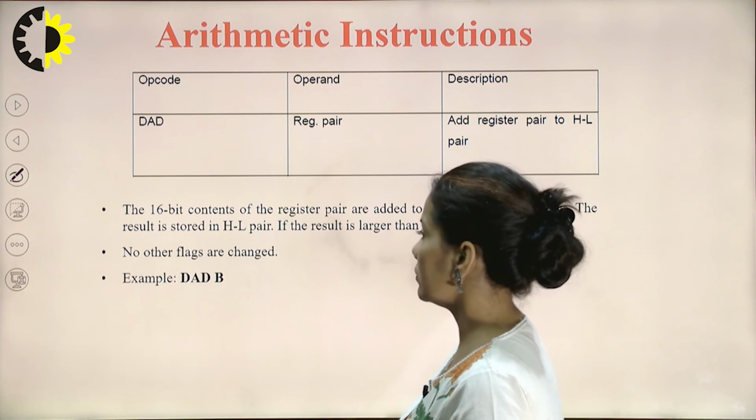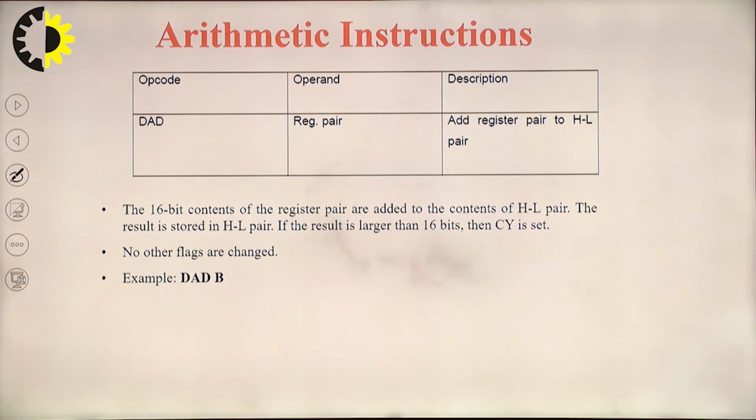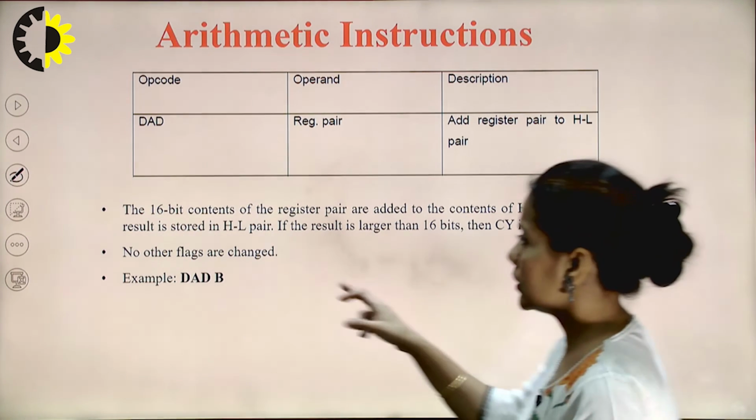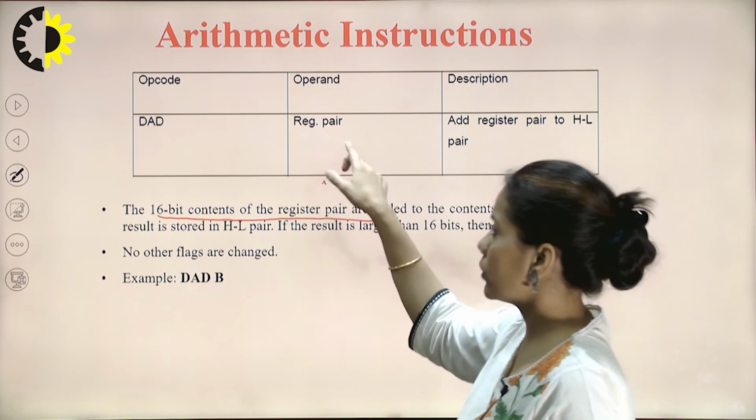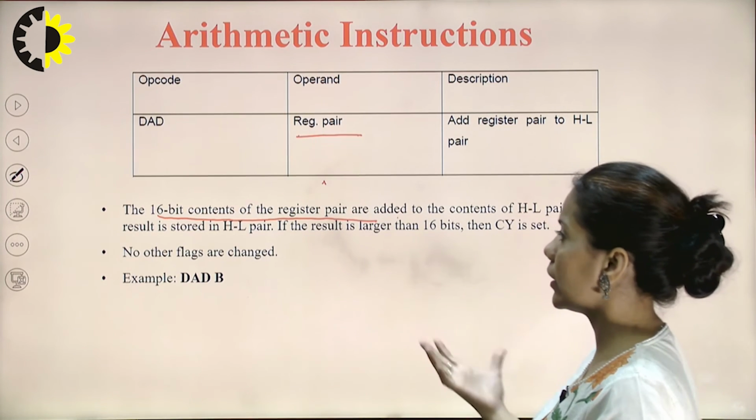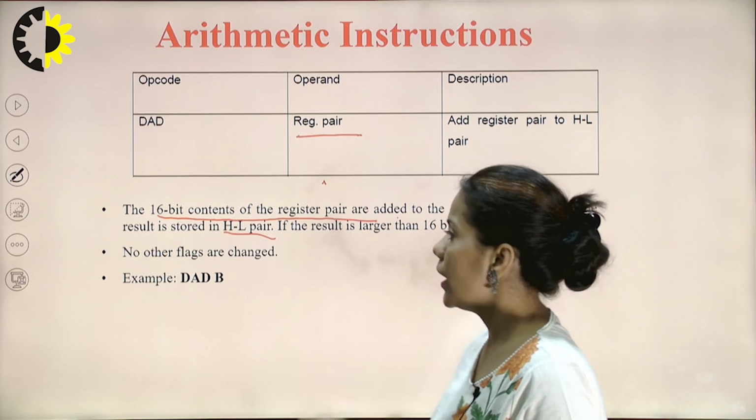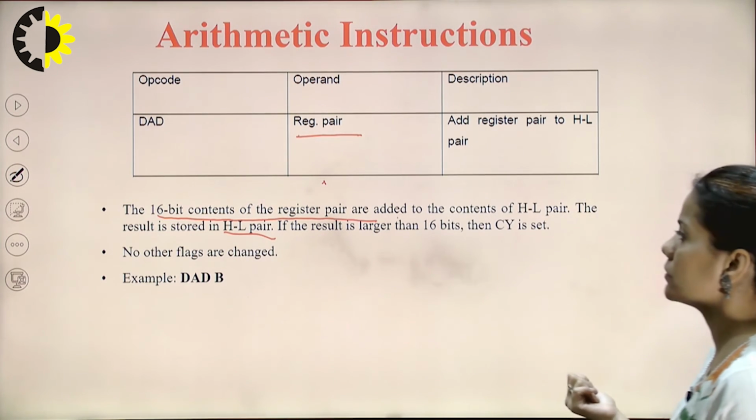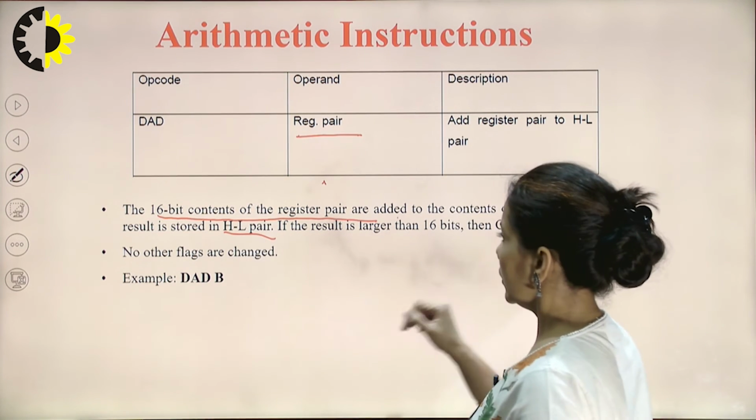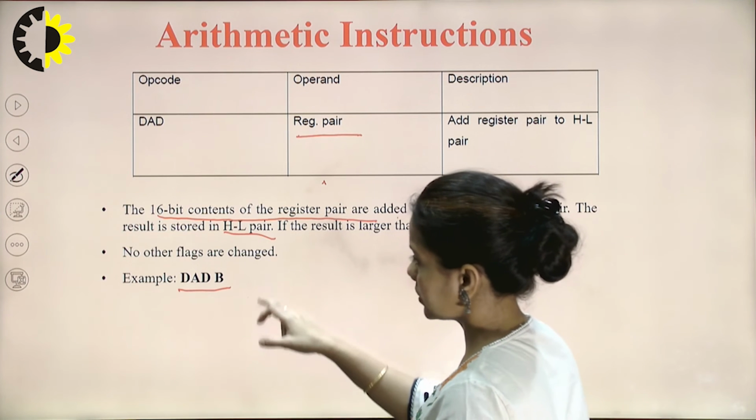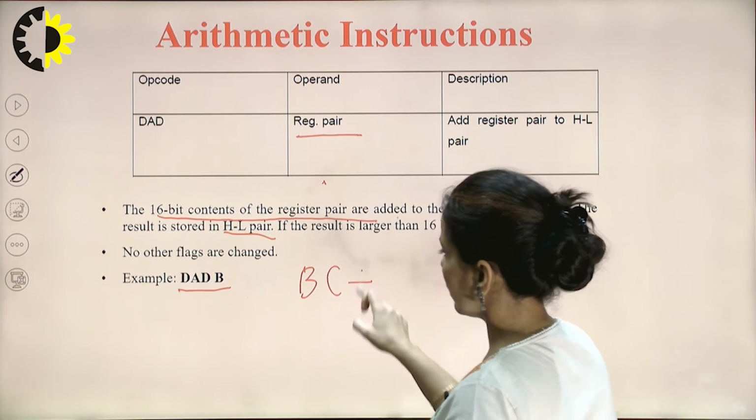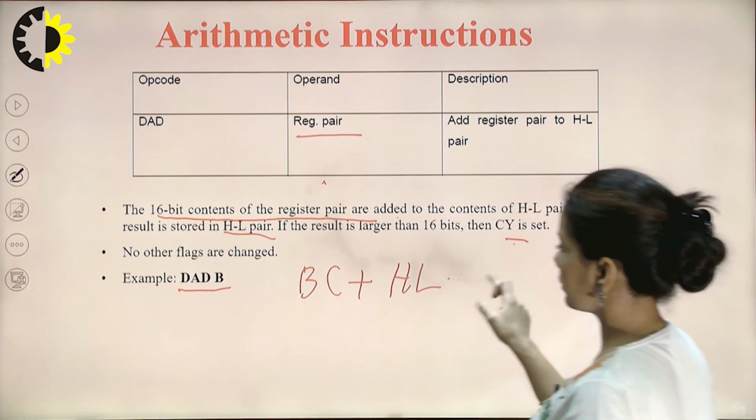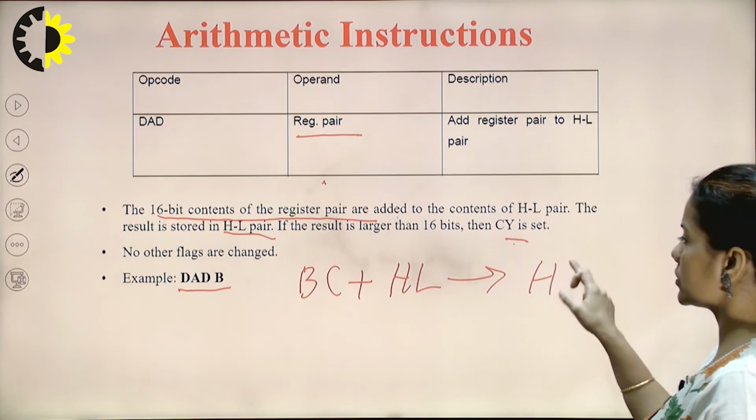DAD means double addition, that is the 16-bit contents of a register pair. Whatever register pair is mentioned here, it is added to the HL register pair, and the result will go into the HL register pair again. Here DAD B means the BC register pair contents are added to the HL register pair contents, and the result will go into the HL register pair.